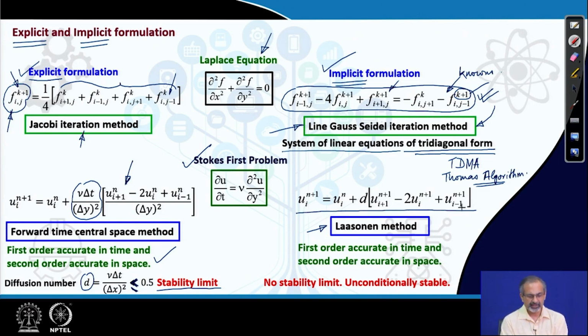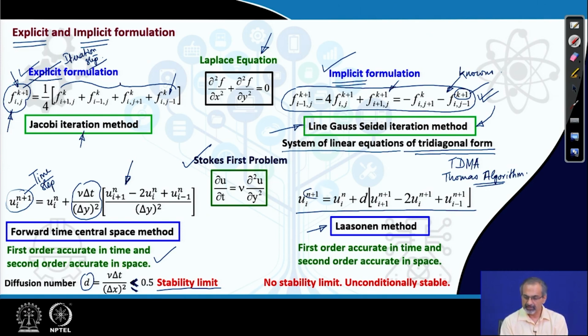As you can see that here there was only one unknown at the n plus 1th level, remember this is a time step, while here k was an iteration step. There is a fundamental difference between the marching problems and the equilibrium problems. In marching problems we have time steps, in equilibrium problems we have iteration steps.